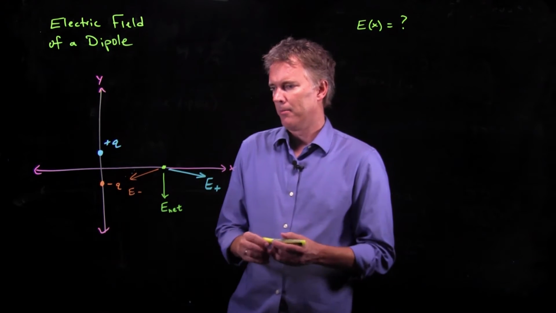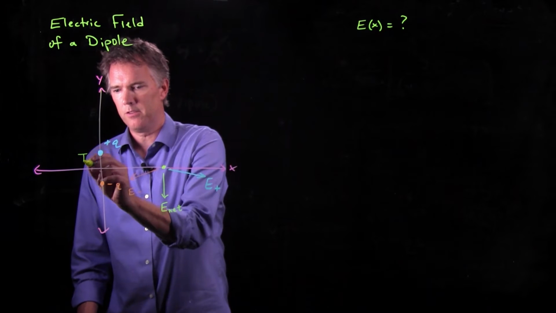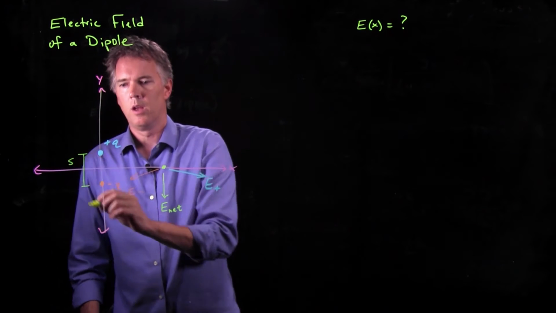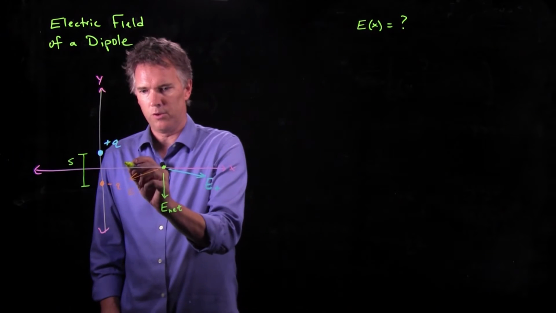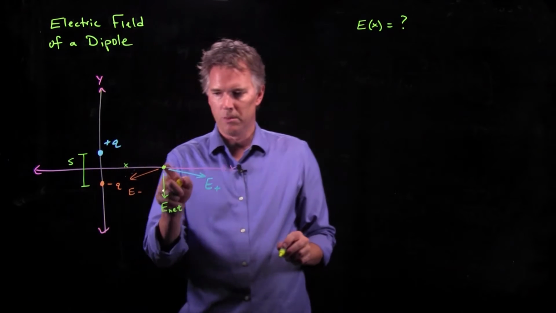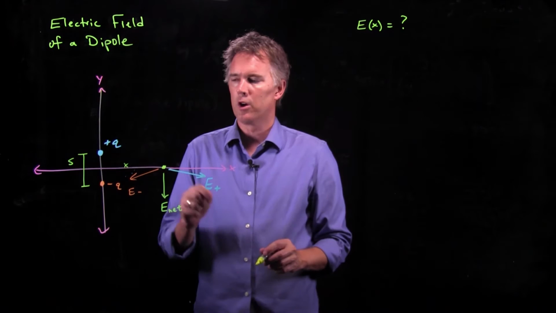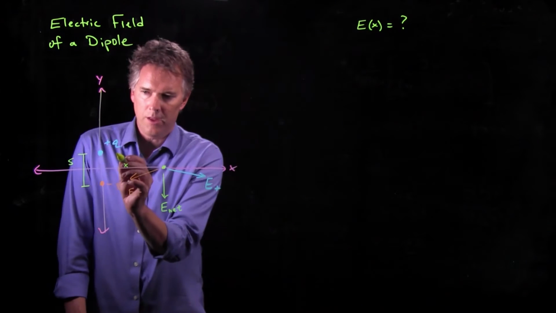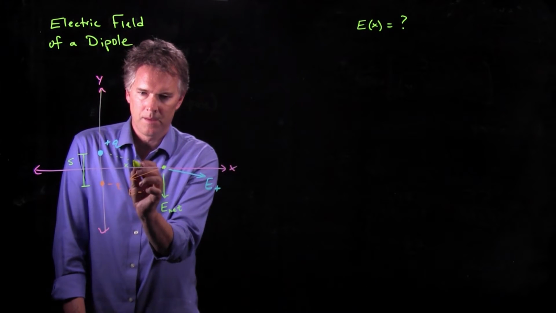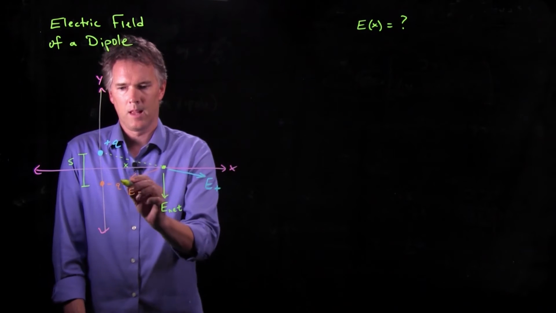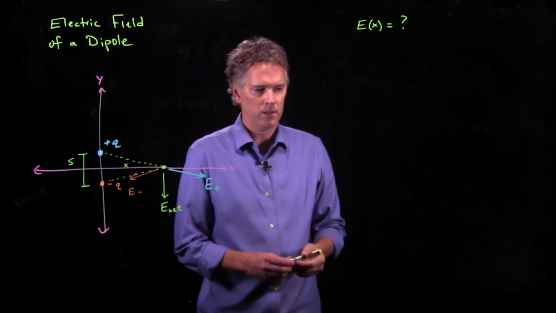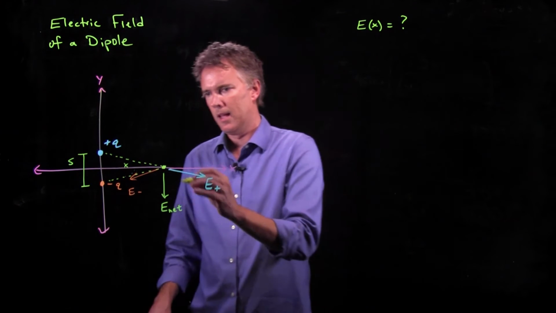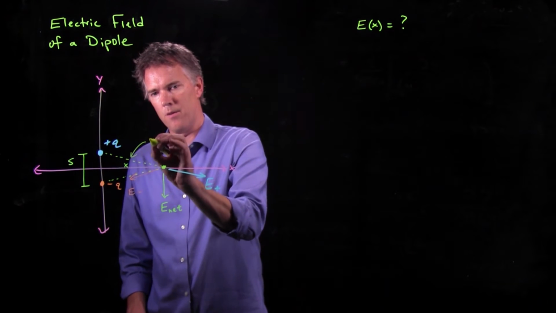So let's give some parameters here. The distance between the charges, we'll say that is S. The distance from the origin to the point of interest, we're going to call X. And so this distance right here, we're going to have to figure out. Likewise, this distance right here. That's not too bad. Let's call that thing R.